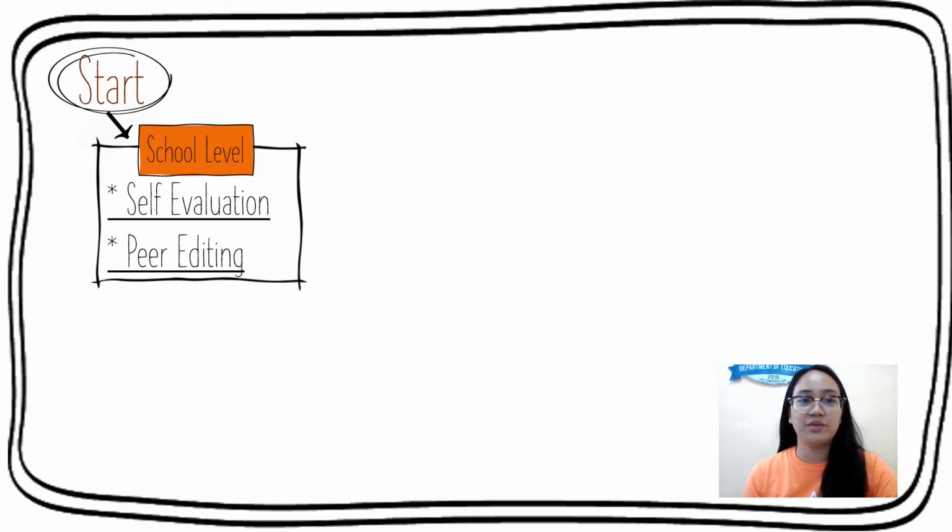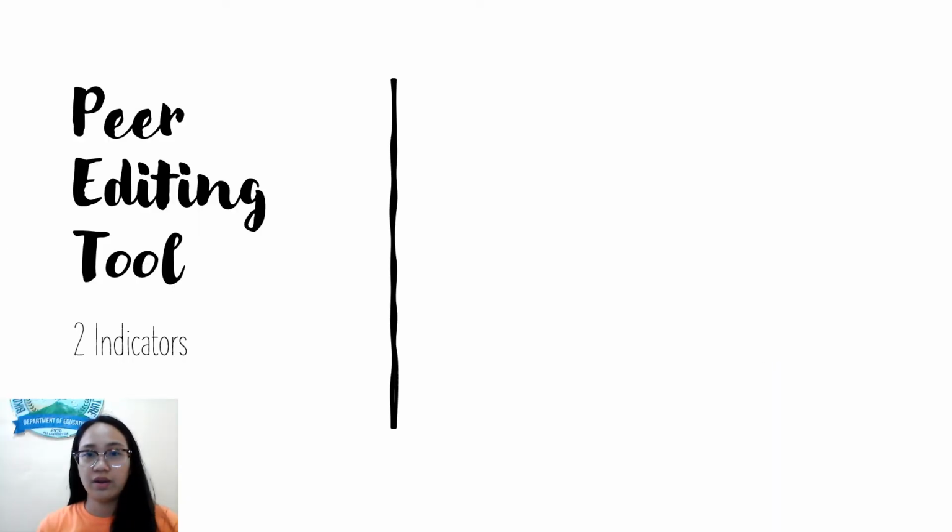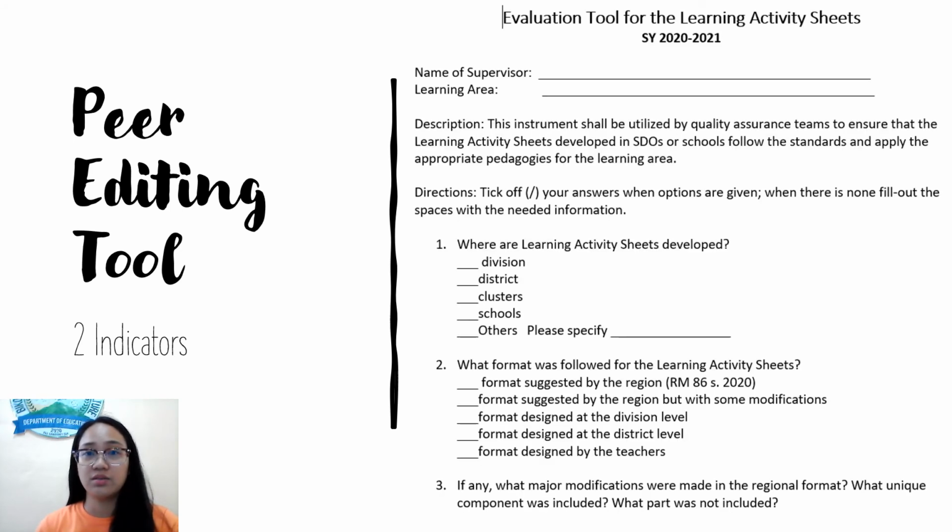Aside from self-evaluation, peer editing must likewise be conducted. This can be conducted after or during self-evaluation. So let's take a look at the peer editing tool. For the peer editing tool, there are only two indicators to meet. But first, the editor must answer the first three questions by ticking off their answers. So what are the LAS developed and what format was followed? And then identify the modification or modifications, if there are any.